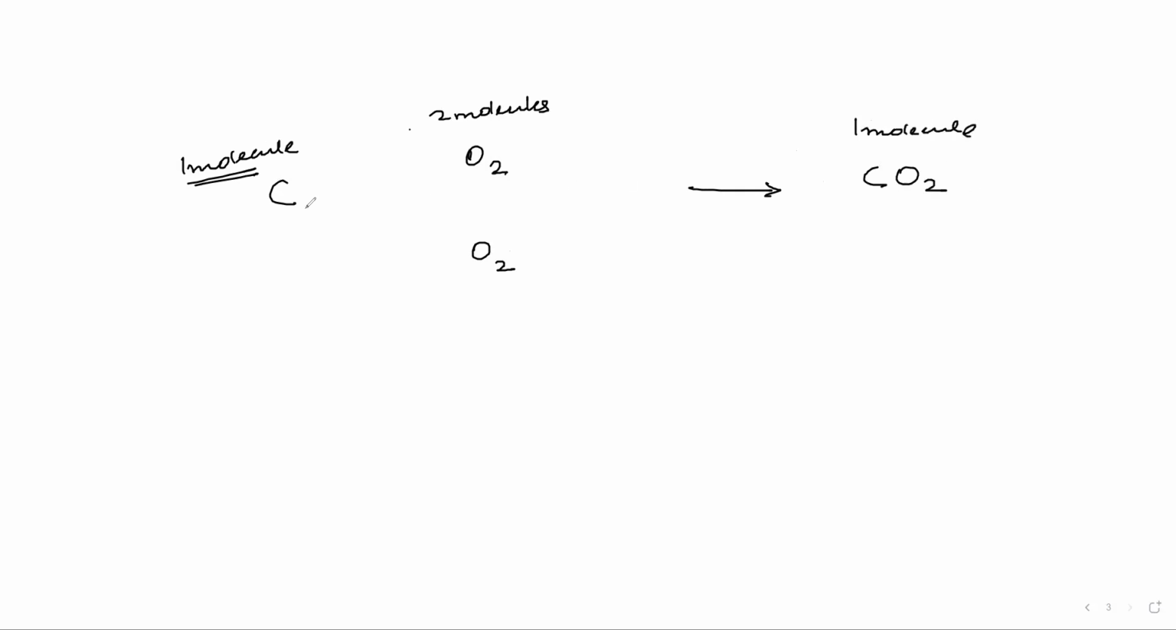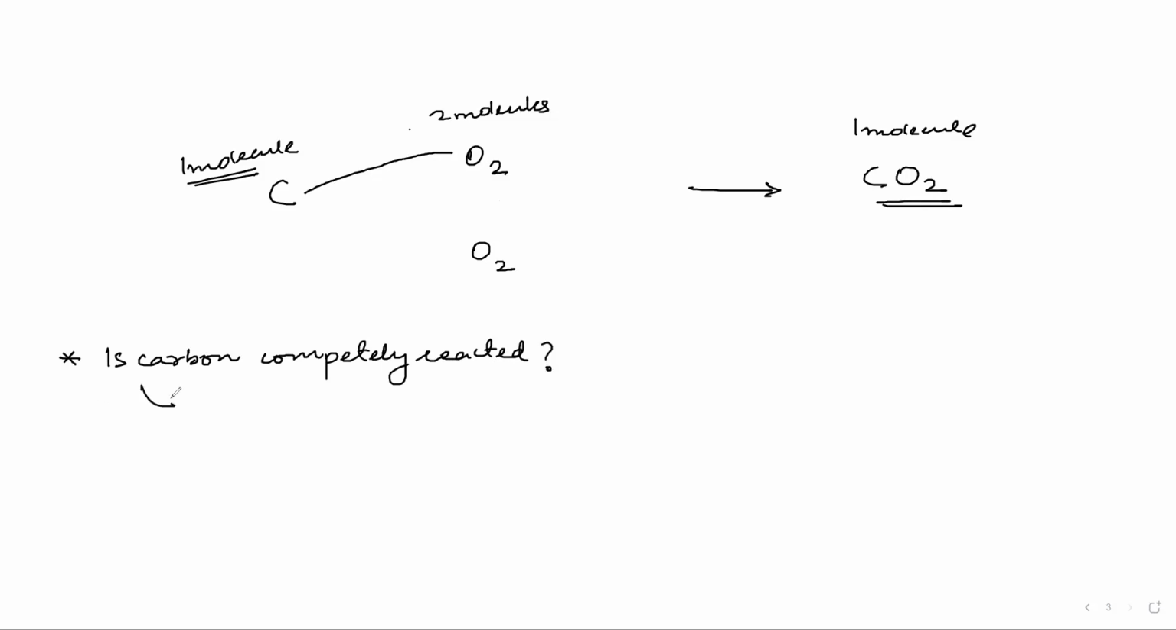Only one molecule of carbon dioxide will be made, because this carbon, let's suppose it reacted with this oxygen, and it will get one molecule of carbon dioxide, and this O was being unreacted. Now, I will ask you one question. Is carbon completely reacted, or is there any carbon left? No, sir. So we will say, yes, carbon is completely reacted.